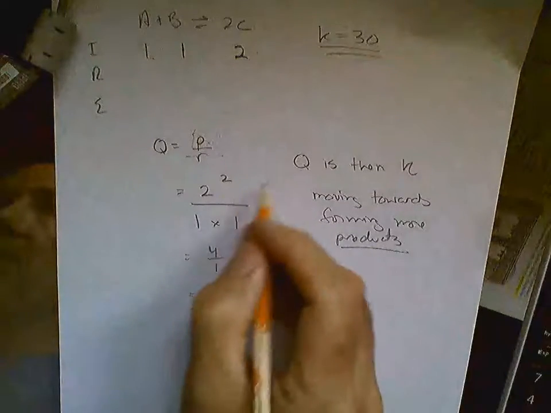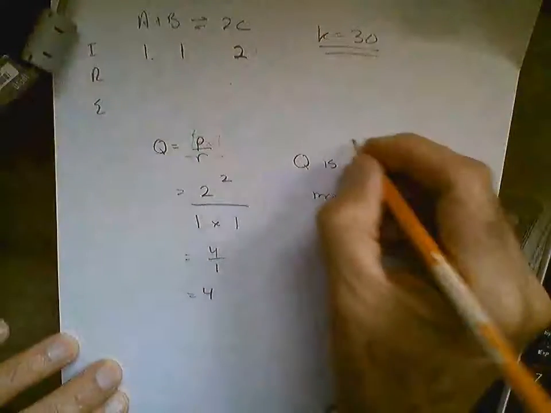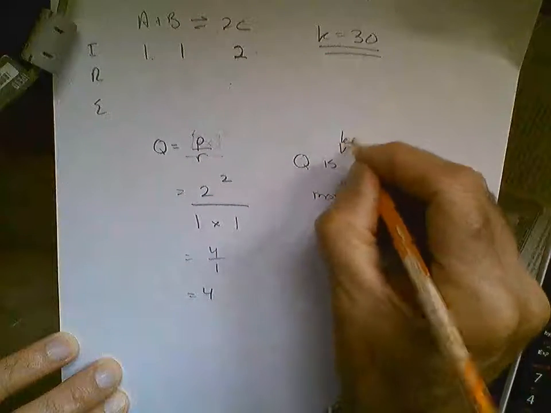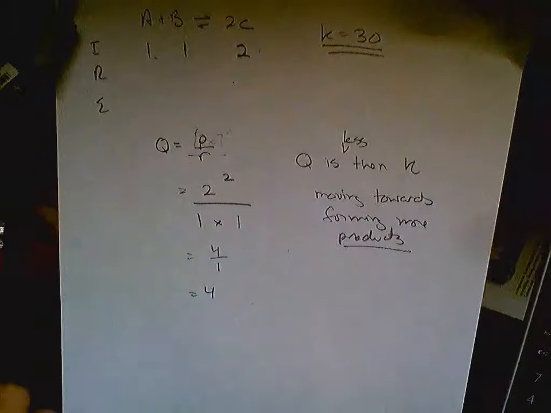So in this one I should have said Q is less than K. If Q is less than K, we are moving towards forming more products. If Q is greater than K, we're moving towards forming more reactants. This is just a predictive model to show you what way the reaction has to move in.